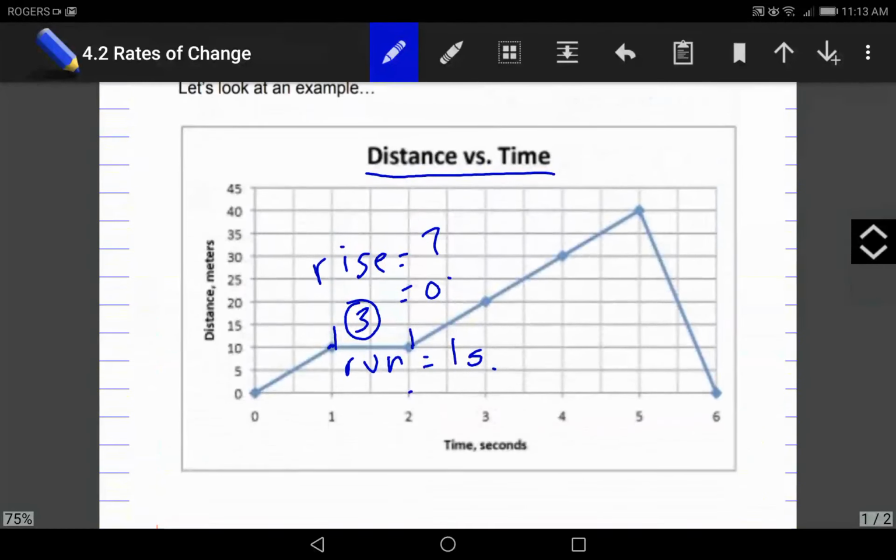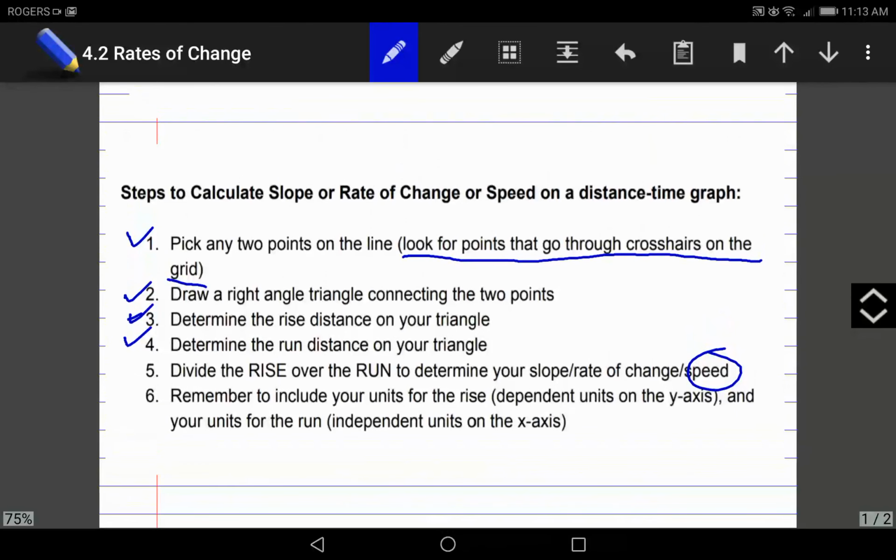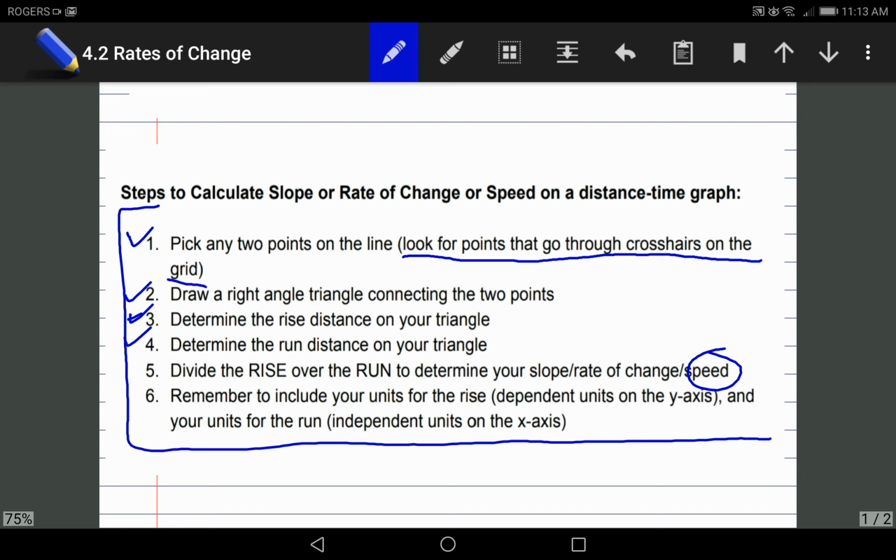All right, so there you have it. Make sure that when you are in your homework questions finding the slope or the rate of change, or in distance time graphs, the speed, you follow these 6 steps, right? Make sure that you follow these 6 steps until you've practiced it enough.